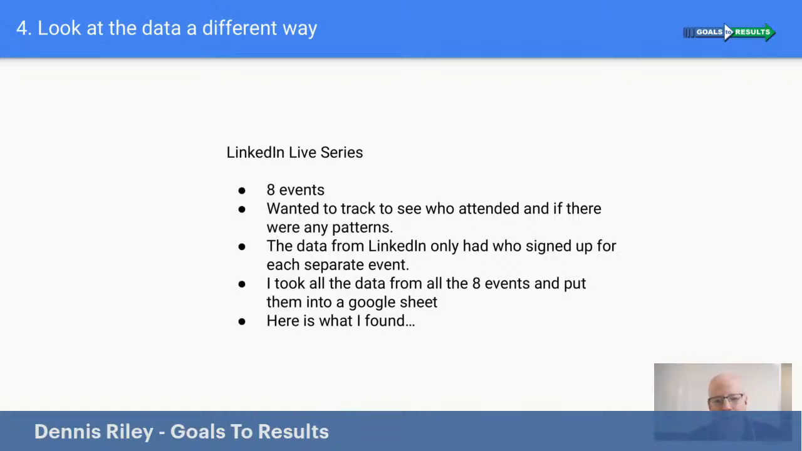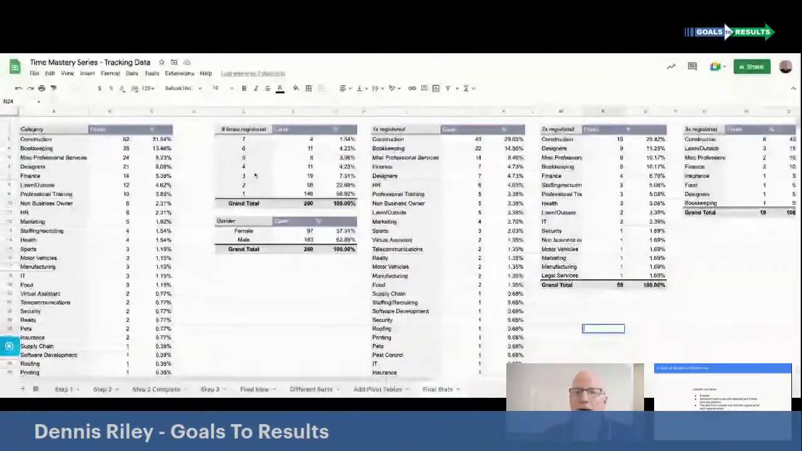And I'm like, you know what? I need to find more about this data because I've been doing these events and I want to see, is there any pattern? So what I did is I took the data from all the events and put them into a Google Sheet. All right. And I want to show you what happened with that. All right. Hold on for a second. Tracking Google share. Okay.